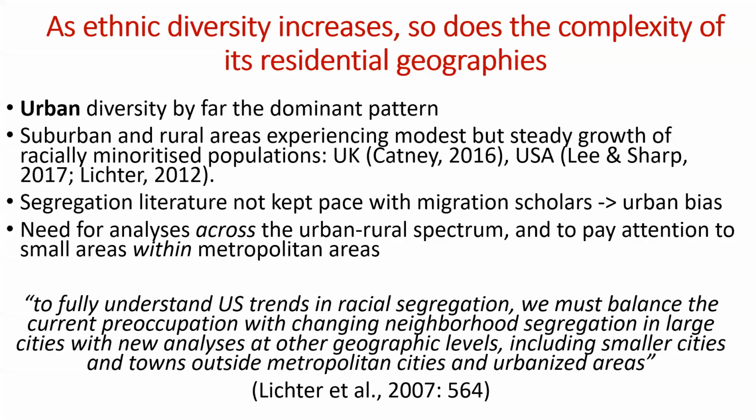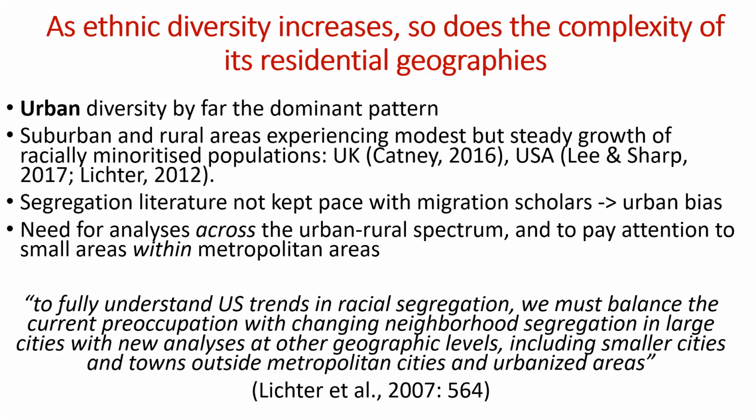But suburban and rural areas are experiencing a modest but steady growth of racially minoritized populations, and Daniel Lichter has been quite core in identifying that for the US. But I argue in this article that the segregation literature has not kept pace with migration scholars, who have been dealing with suburbanization, counter-urbanization and changing rural populations for decades, and doing it really successfully. But the segregation literature isn't quite so interested in non-urban environments, for obvious reasons, because diversity is a much more metropolitan phenomenon.